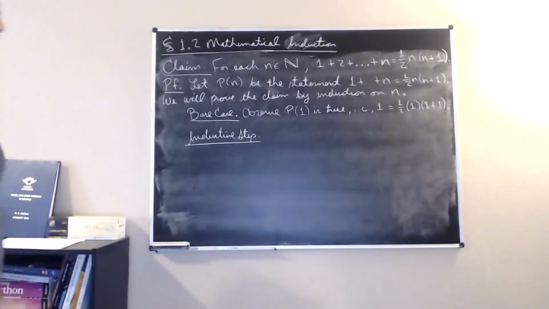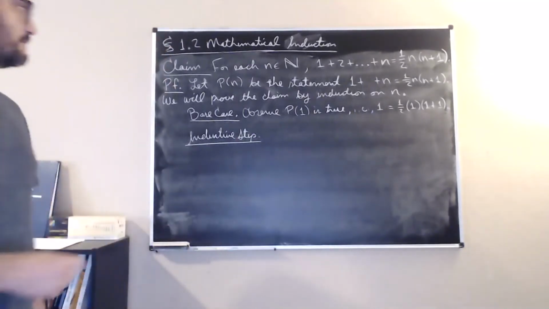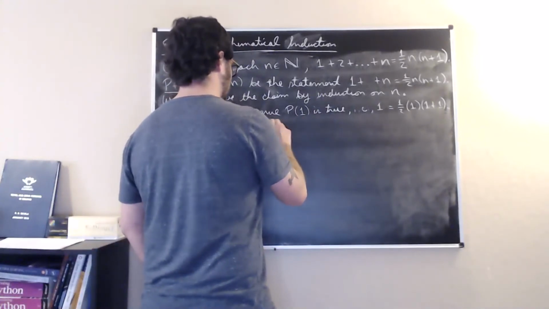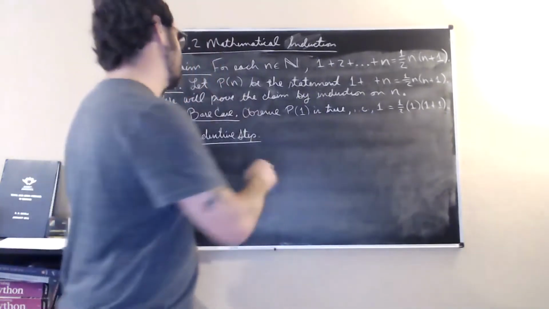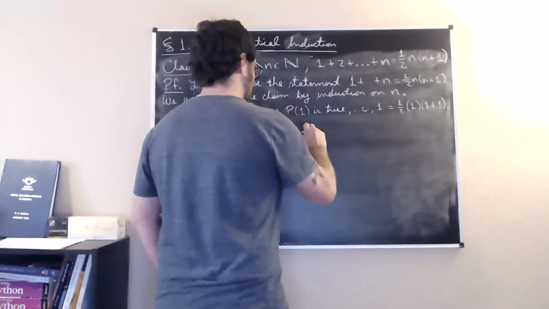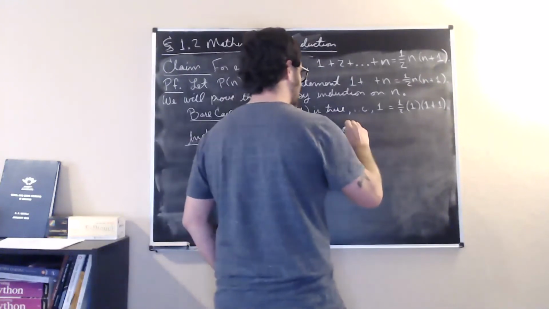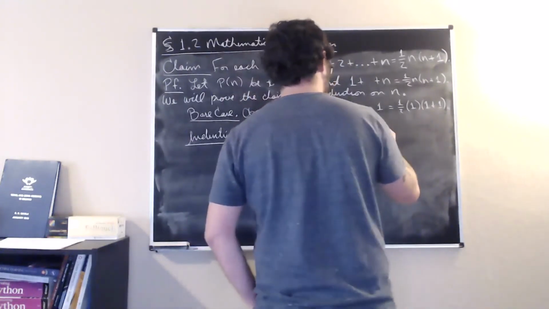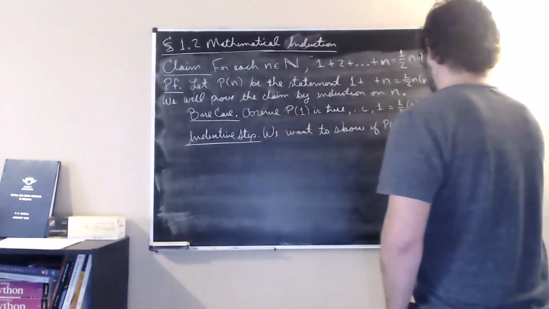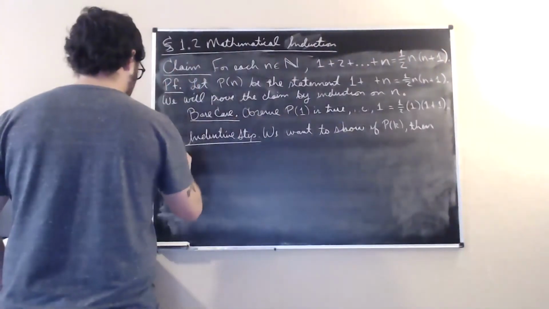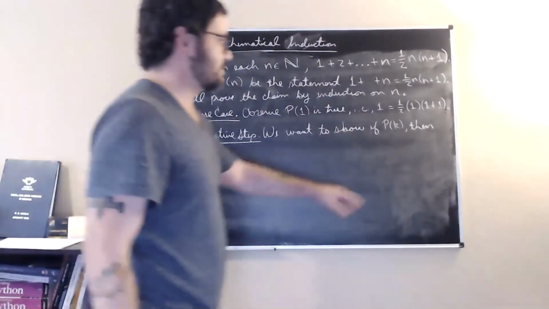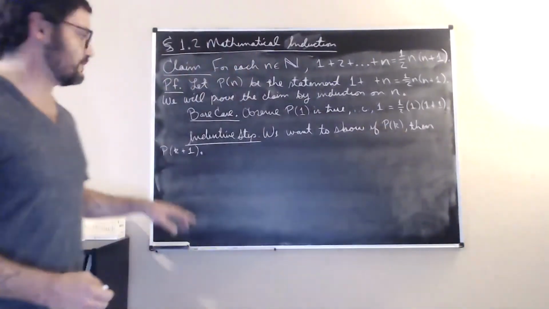So now we want to show that P of k implies P of k plus 1. We have to assume something. We want to show if P of k, then P of k plus 1. And so this is the inductive step. In order to do this, we assume P of k is true, and then we show that P of k plus 1 is true.